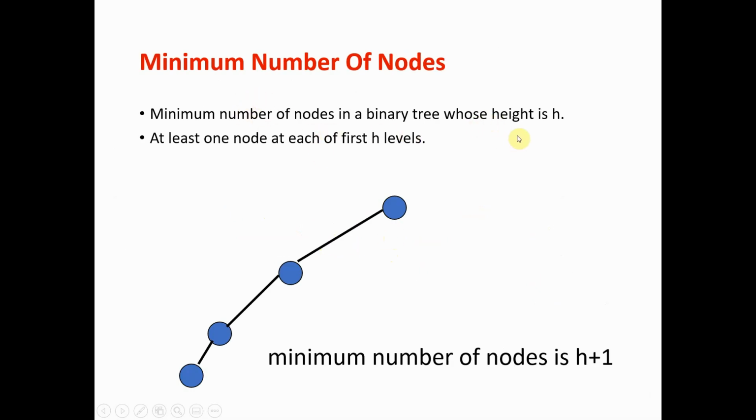If you know that the height of your tree is h, the minimum number of nodes is h plus 1. This is the case where you have a skewed binary tree. Here the height of the tree is 3 and we have 4 nodes. This is the minimum number of nodes that you can have for a binary tree of height 3.